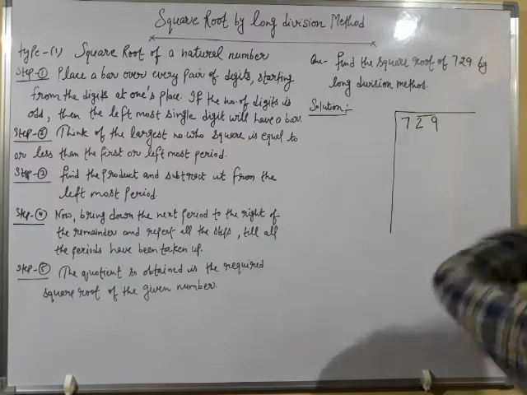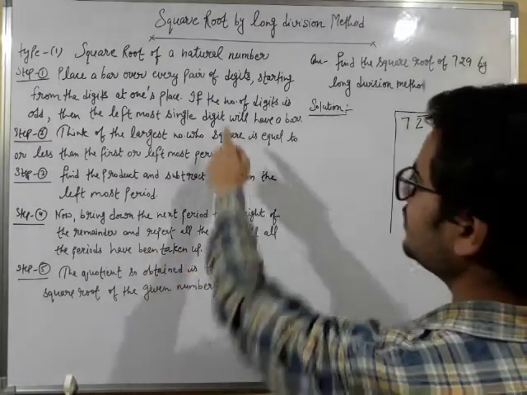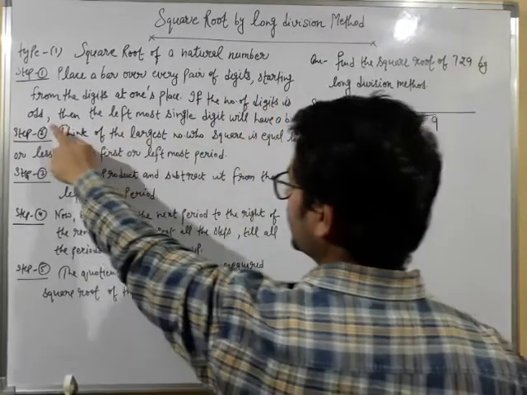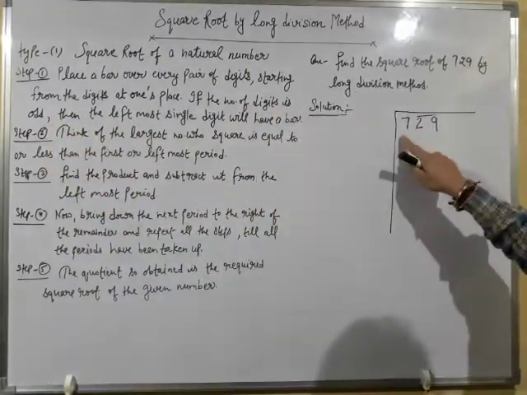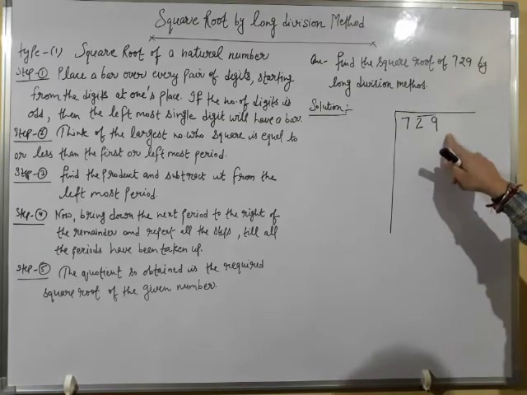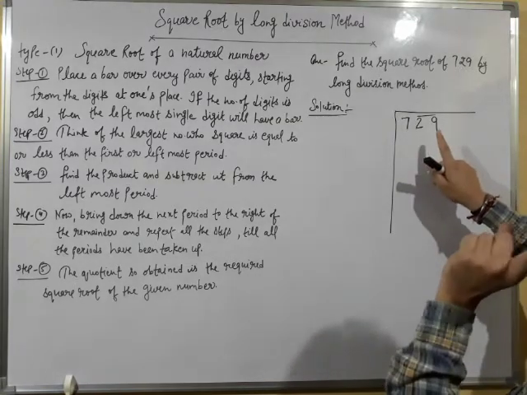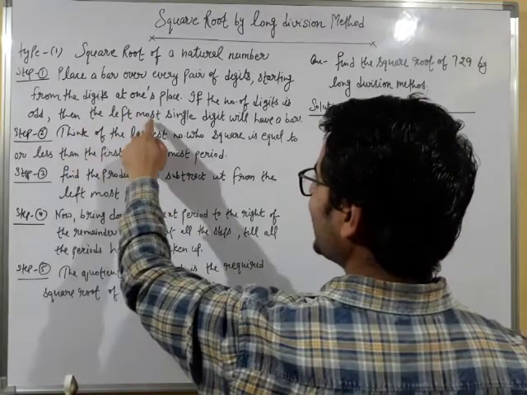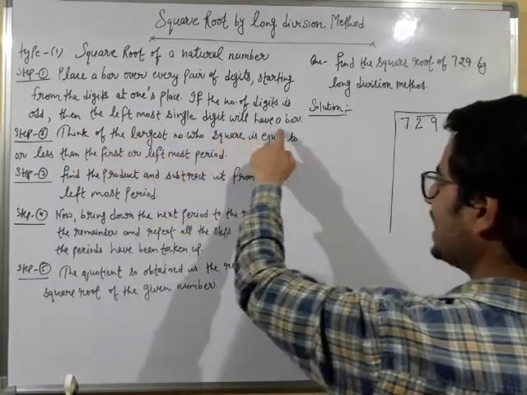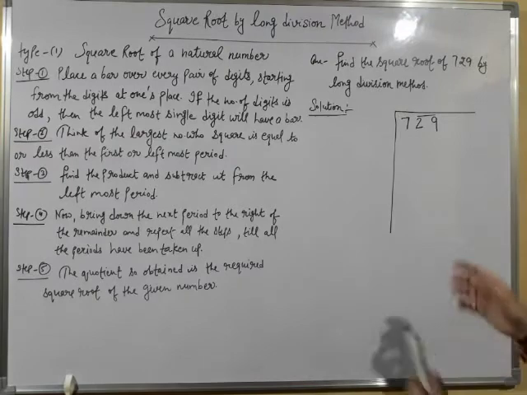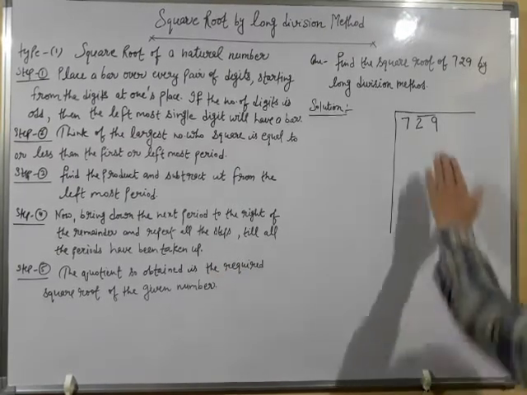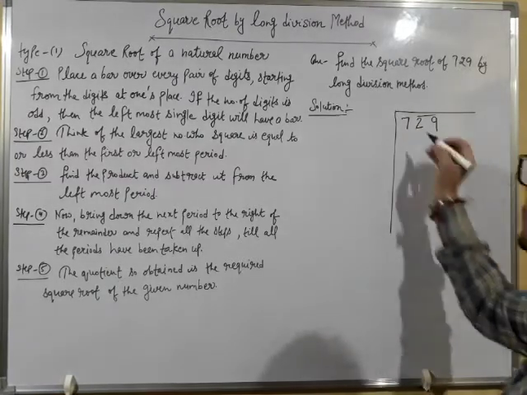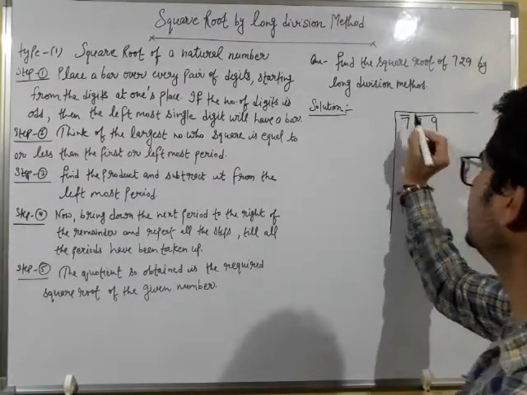Now one digit is left and we don't have any further digit to make a pair of 7. So what will we do next? If the number of digits is odd, here we have 3 digits and 3 is an odd number, then the leftmost single digit will have a bar. Here the leftmost single digit is 7. So the bar will be on 7 only.